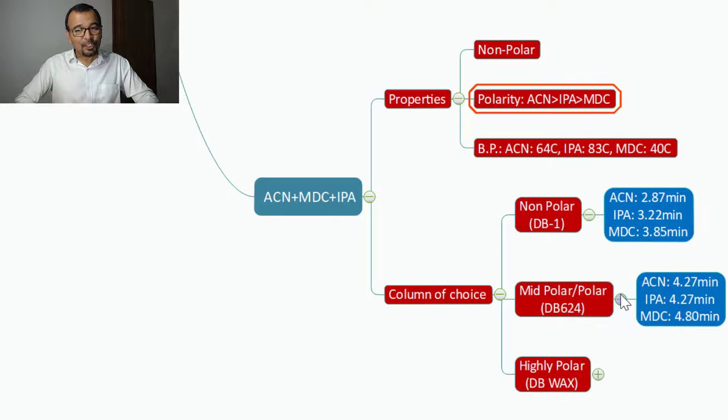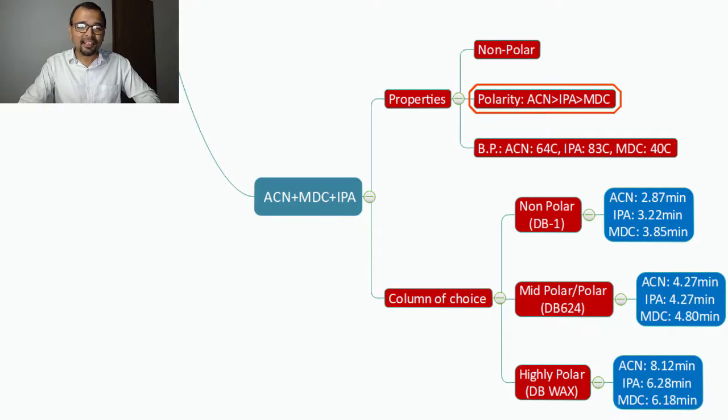So what do you expect? You can expect that the acetonitrile, being the most polar between all these three, can have the higher amount of retention time, right? And MDC being non-polar can have the least retention time. So let us understand the exact figures. Can you see that the ACN has the highest amount of retention time, which is 8.12, and MDC being non-polar has the least retention time, 6.18, and IPA comes in between these two, 6.28.